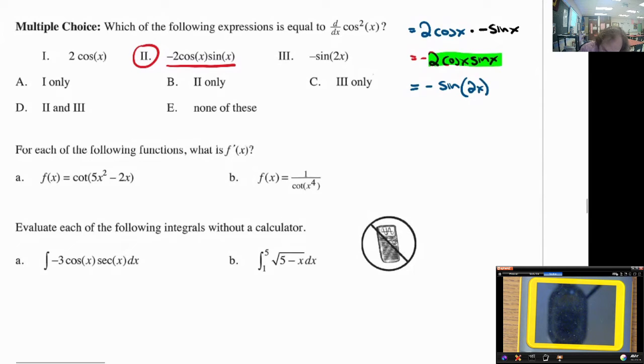So there's a trig identity that you may have learned back in pre-calc that says that 2 times the sine times the cosine, or in this case, 2 sine cosine, or 2 cosine sine, is equal to sine of 2x. So those are the same thing. So 3 is actually also correct here. So the correct answer is D. And you've got to recognize the trig identity there. 1 is out, though. So I don't like that too much, but it is what it is.